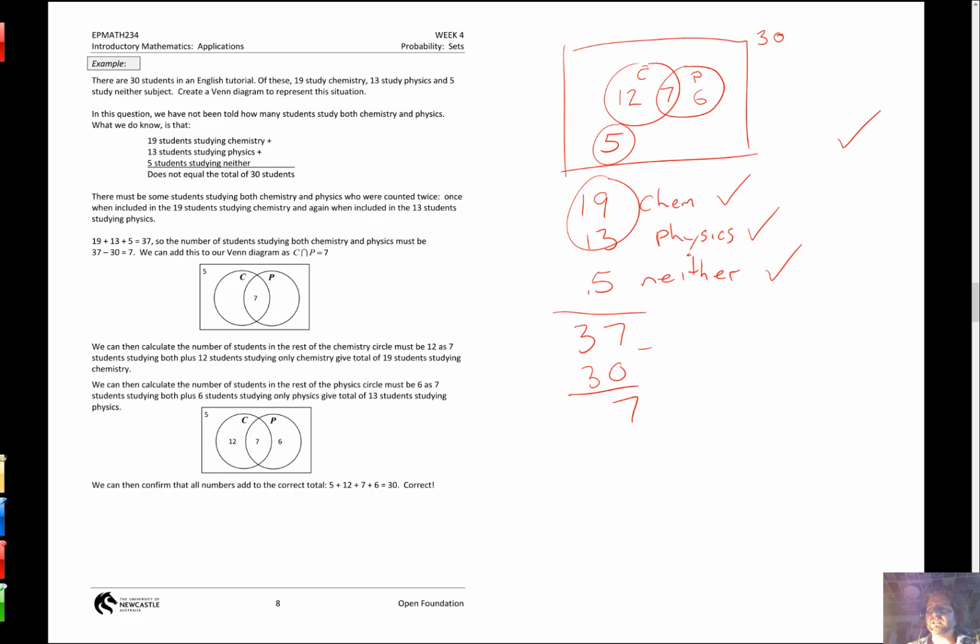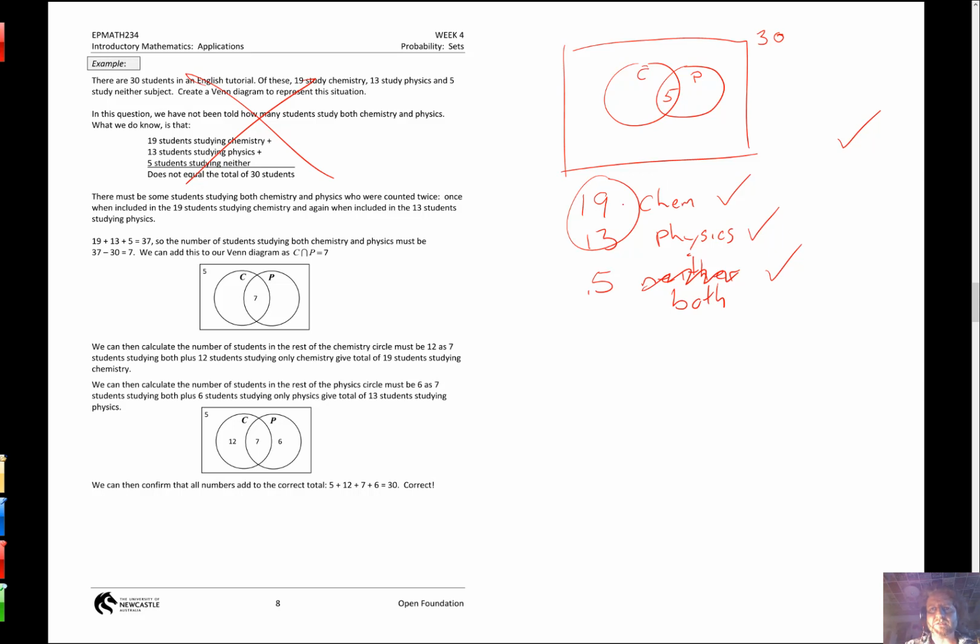The other type, which I assume is the next one, but I'll just erase stuff here. Let's say the question told me, instead of 5 do neither, 5 do both. That's actually a bit of an easier question, because what would I have done then? I know I've changed a question, so this is no longer relevant. I've changed stuff, okay? Let's say someone told me 19 do chem, 13 do physics, 5 do both, and they add up to 30. 5 do both means I can put the 5 straight in there. That's why I consider it a nicer question.